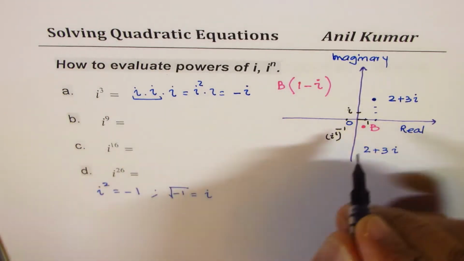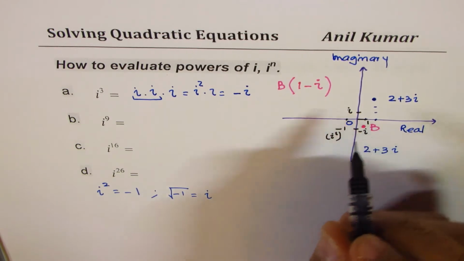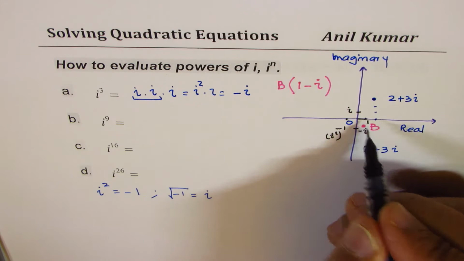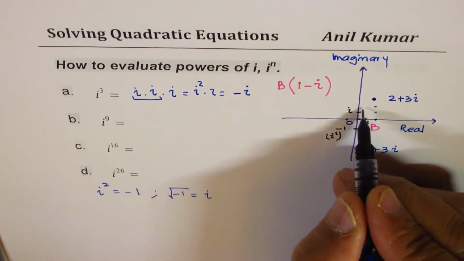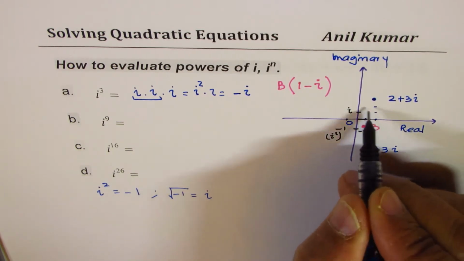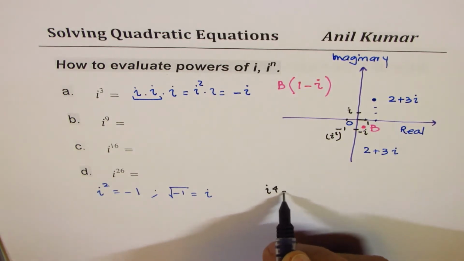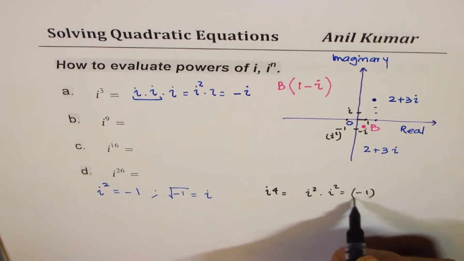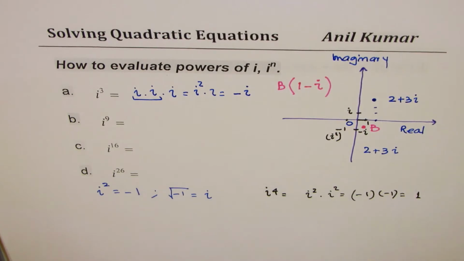And you just found that i cubed is minus i. So this means this is minus i, correct? And what will be i to the power of 4? i to the power of 4 will be 1, right? So what we notice here is that as you multiply by i, it keeps on moving, right? So what is i to the power of 4? It is i squared times i squared, which is -1 times -1, which is +1. So you get back to where you started.